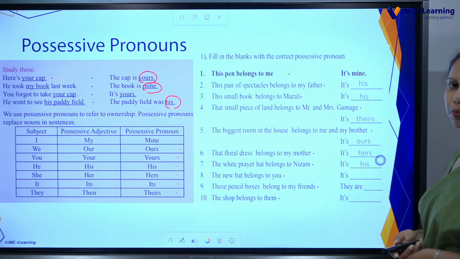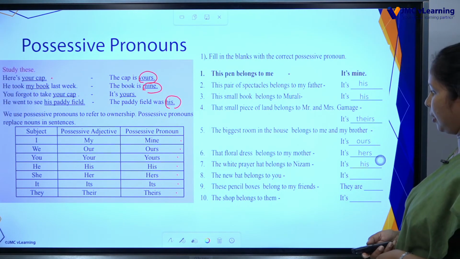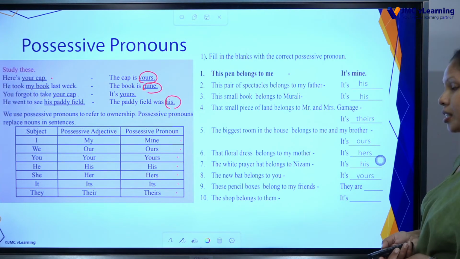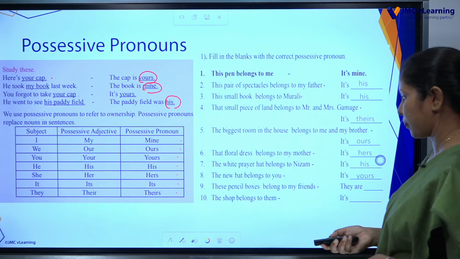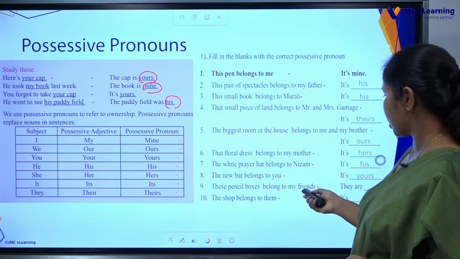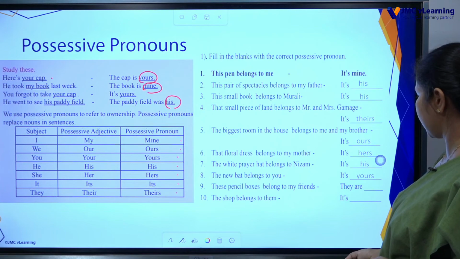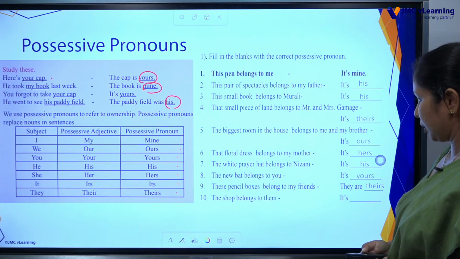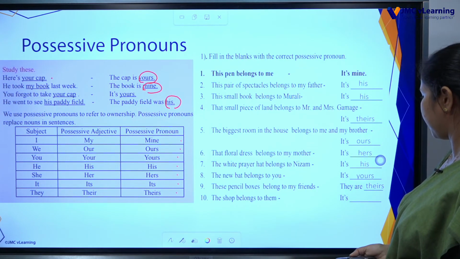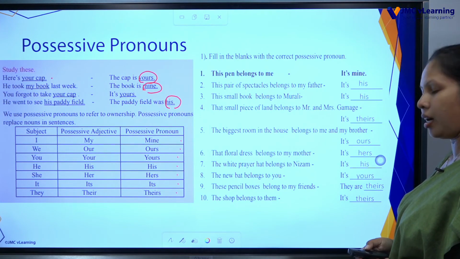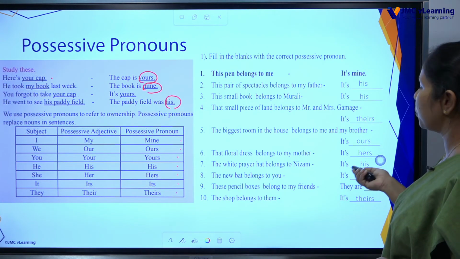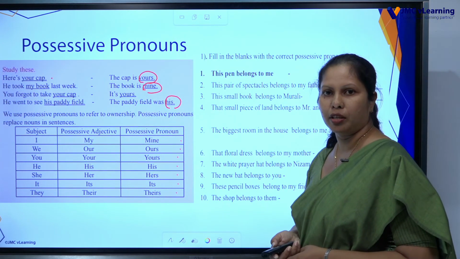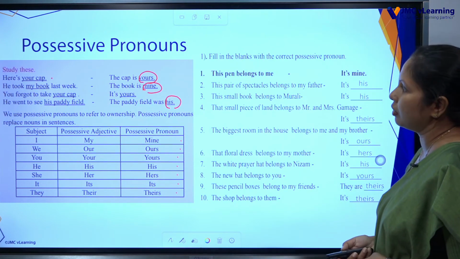The white prayer hat belongs to Nizam, it's his, because Nizam is a boy. So we use the possessive pronoun his. The new bed belongs to you, it's yours. These pencil boxes belong to my friends, they are theirs. The shop belongs to them, it's theirs. This is how you need to answer the questions on page number 48 under possessive pronouns.